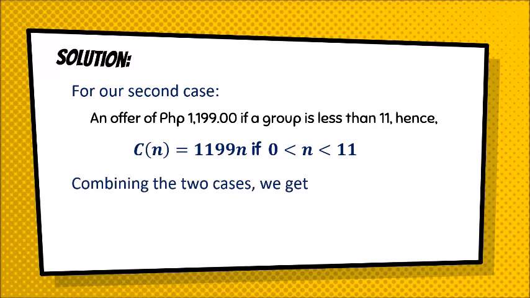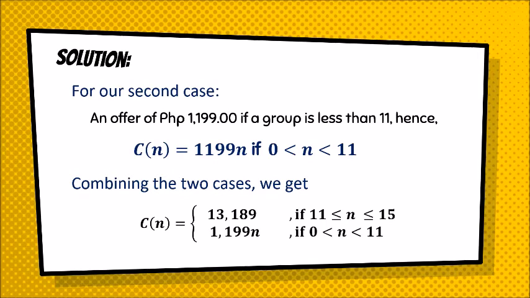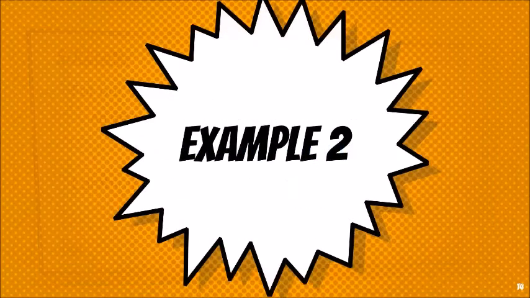After we determine the formulas of the two situations, we are now going to use braces and if statements to write or combine the functions. Thus, we get, and that represents the piecewise function of the given situation. Now, let's have our second example.